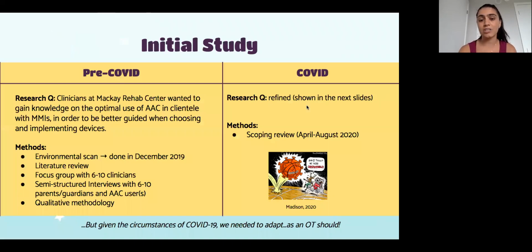So before we actually get into all the details, we just wanted to clarify how our project changed as a result of COVID-19. So basically the main idea stayed the same, but we did need to refine our research question, which we will show you in the coming slides. And we also did need to modify our methods because originally we had planned to do focus groups and semi-structured interviews, but we opted for a scoping review instead, as it would have been easier to do virtually.